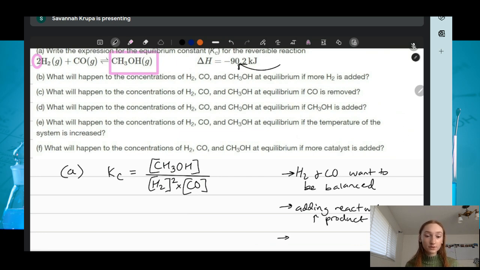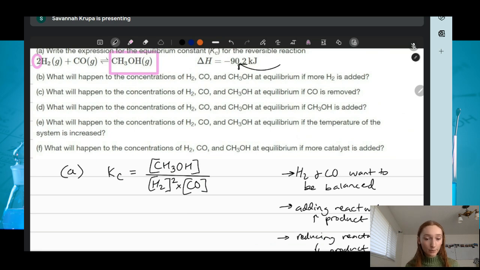And then vice versa, when we take away more of the reactants, the product amount will go down as well, because we have less to work with in the beginning, so we can't create as much because we're lowering the concentration, we're lowering the amount. So reducing reactants reduces product.